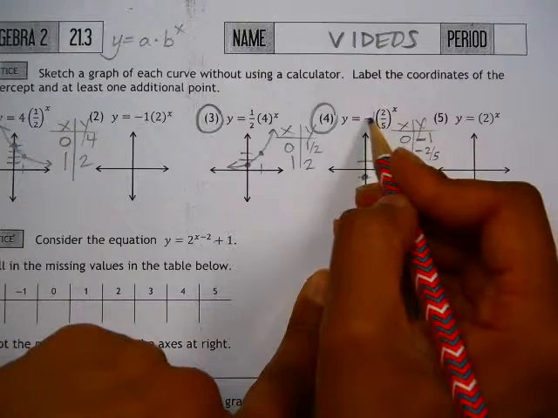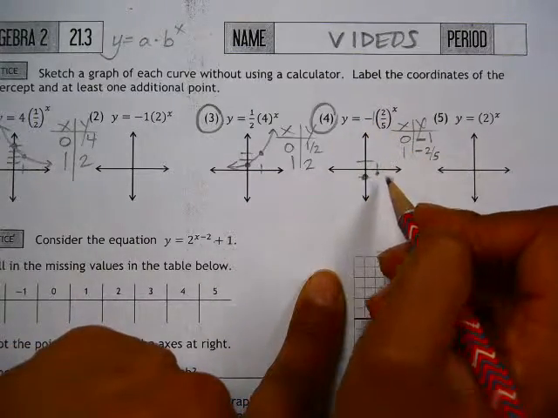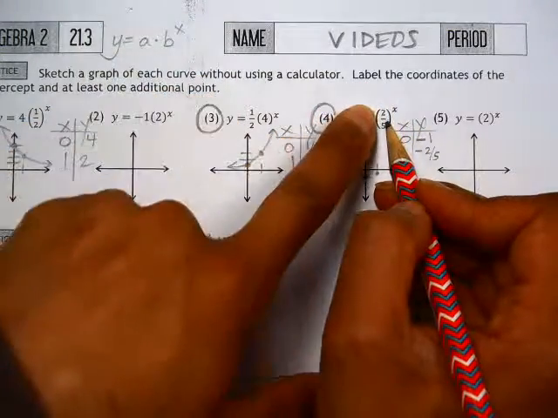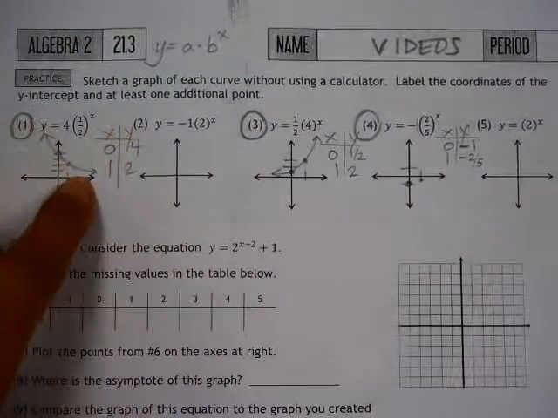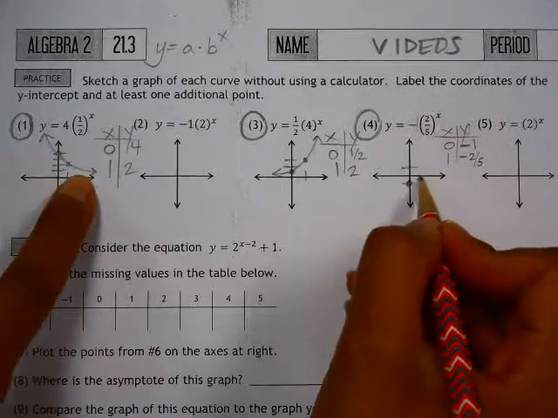This is a negative starting value, which makes the graph flip upside down. So if this had been positive 2/5 to the x, the shape would have looked like this. But this negative makes the graph flip upside down, so the graph looks like this.